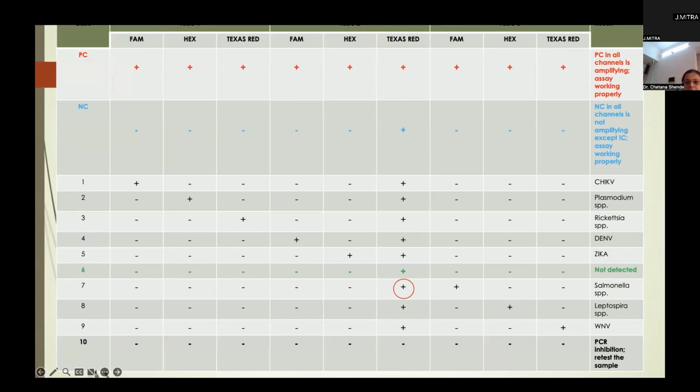As you can see, there is an amplification in the second tube in the Texas red region, and amplification in the third tube in the FAM region, which is suggestive of Salmonella species.